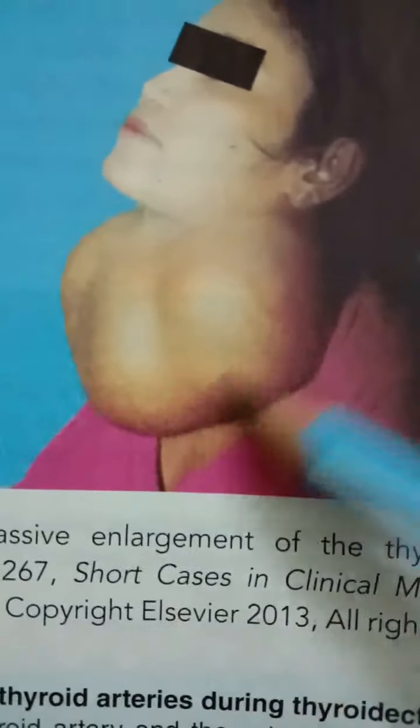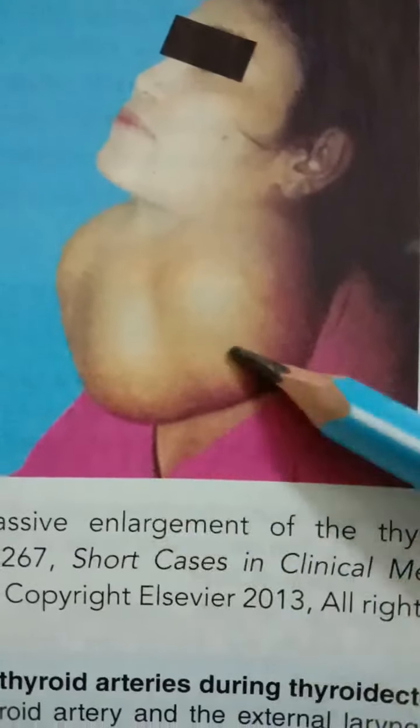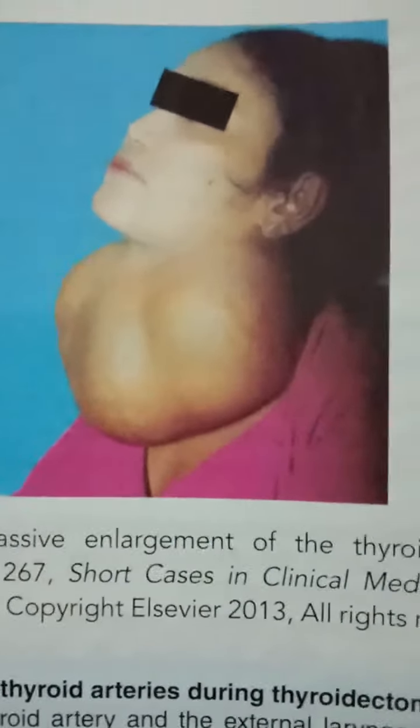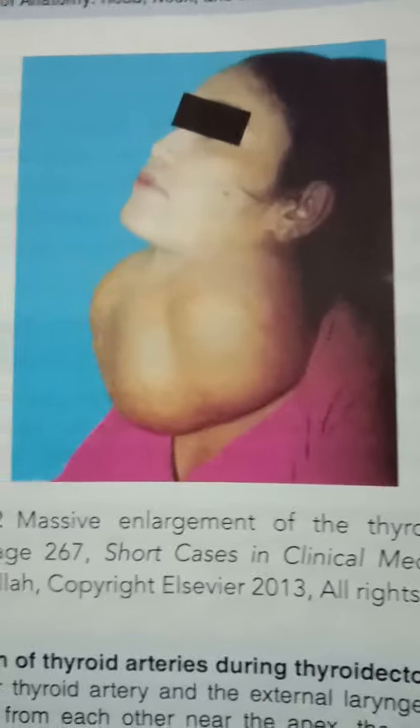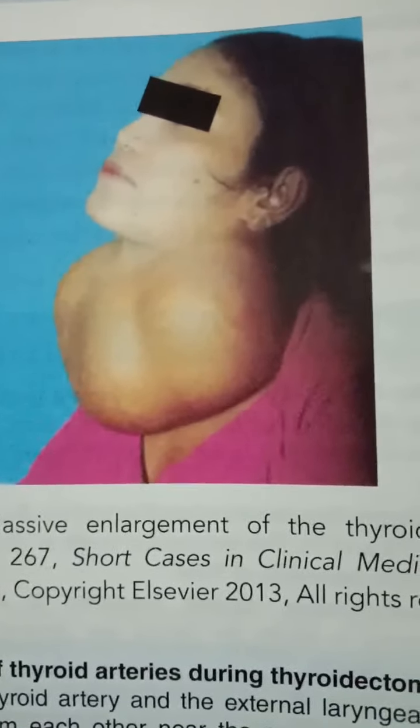Then the benign tumor of the thyroid gland may compress or displace the neighboring structures, whereas a malignant growth tends to invade surrounding structures. So these are the clinical points related with the thyroid gland.